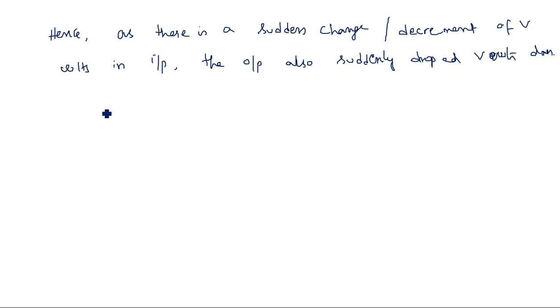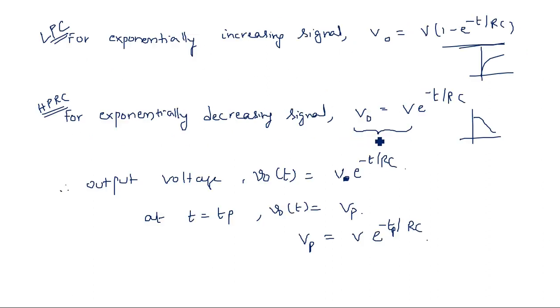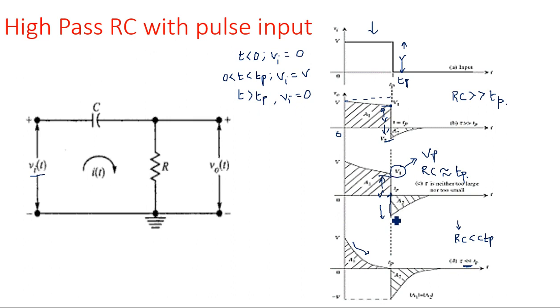Okay, so that's why, again at t is equal to Tp, V naught of t is equal to the previous voltage, V into e power minus Tp by RC. Now it is going down by V. Since Vp is less than V, Vp minus V is negative. So there is an undershoot. Here it is going down, and here again it is coming back. This particular part is known as undershoot.